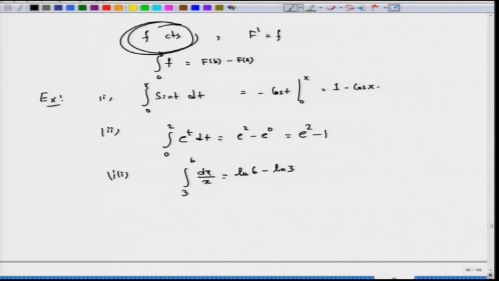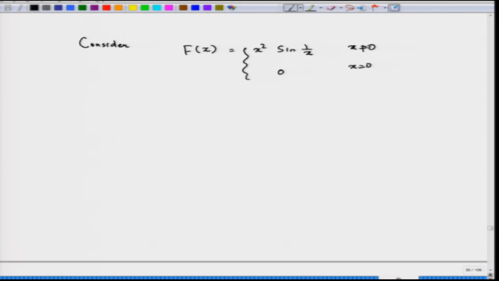Now, let us get into the continuity condition that we have imposed, that the small f is continuous. Now consider capital F of x, which is equal to x squared sin 1 over x for x not equal to 0, and 0 if x is equal to 0.